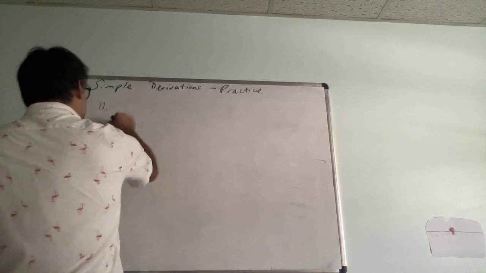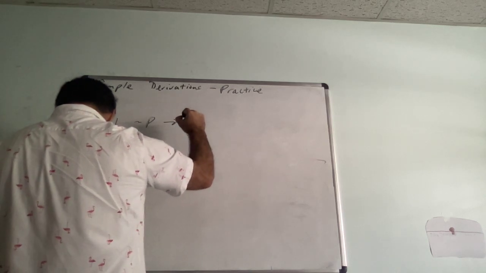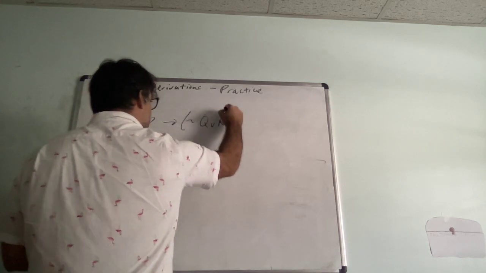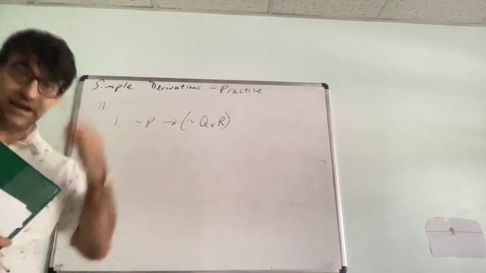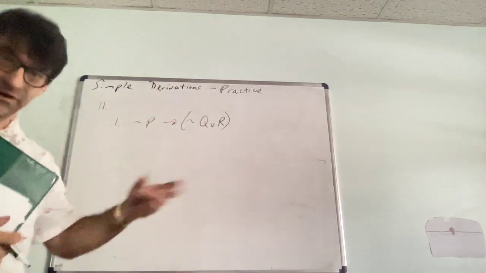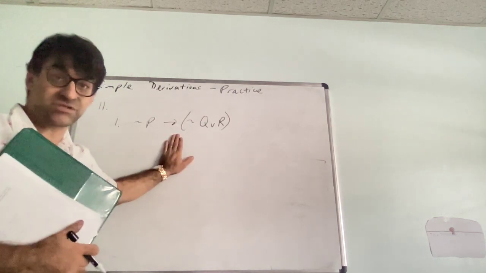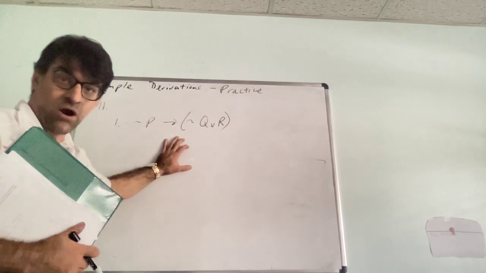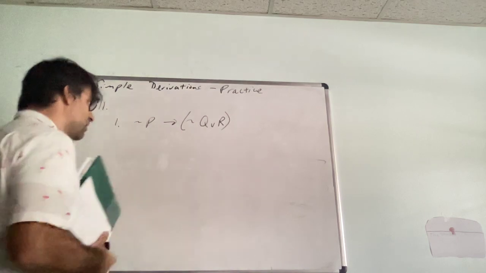Not P, premise 1: not P implies, parentheses, not Q or R. Okay. Now notice how I read these as I write them. That'll help you capture what's there. And I tend to use "implies" for the arrow to capture this logical relationship. Not P implies not Q or R. That gets in my head that not P is the antecedent. Not P implies not Q or R.